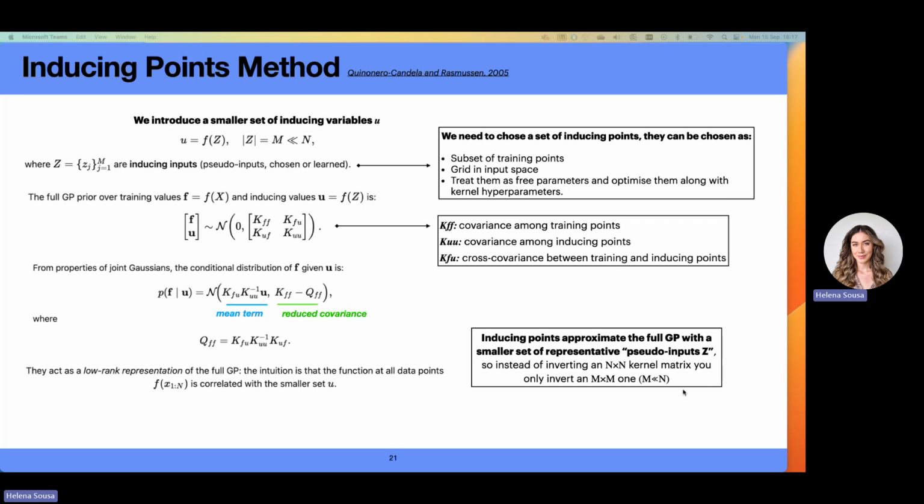They act as a lower rank representation, so we don't need to actually work with our full data points. It's just that the data points are correlated with our inducing points, which are a smaller set of them.